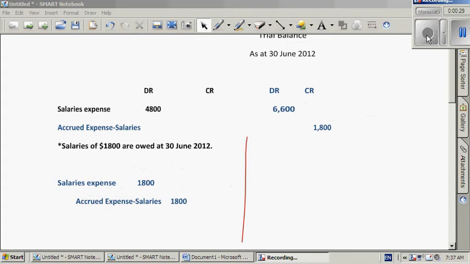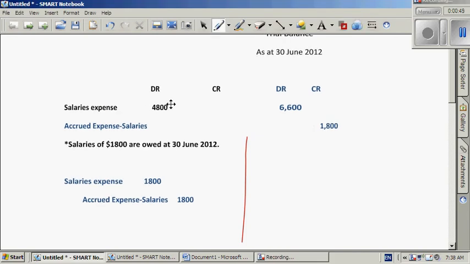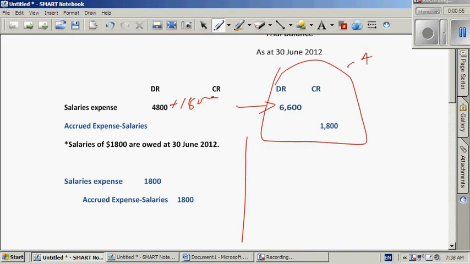So trial balance as of 31st June 2012, salary expense $4,800. Salaries of $800 are owed at 31st June 2012. So it means you have $800 more salary owed, right? So you have to just add the 4,800 with the 800. So 4,800 plus 800, right? So you get $5,600 in adjusted trial balance.